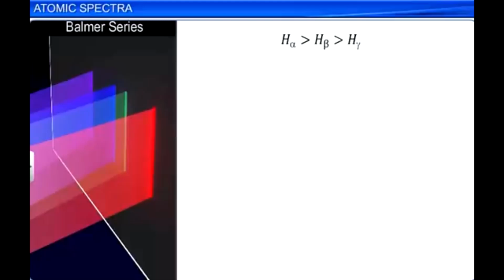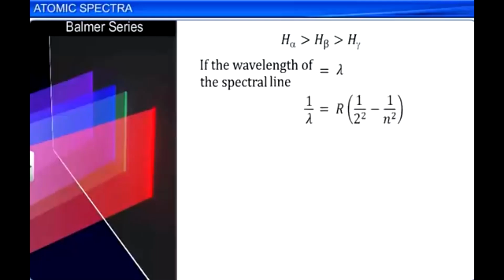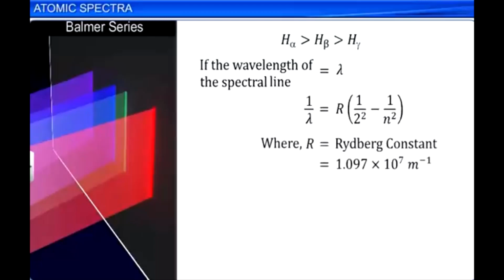Balmer gave a simple empirical formula which these wavelengths follow. If the wavelength of the spectral line emitted is lambda, then 1 by lambda is equal to R into 1 by 2 square minus 1 by n square, where R stands for Rydberg constant, which is equal to 1.097 into 10 power 7 per meter, and n takes integral values 3, 4, 5, and so on up to infinity. This equation is called the Balmer formula. Let this be equation 1.